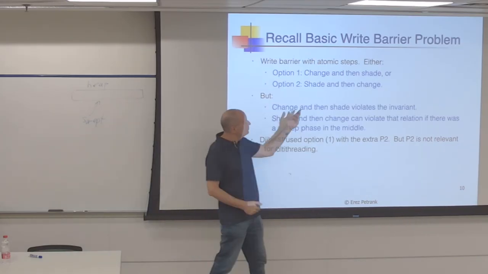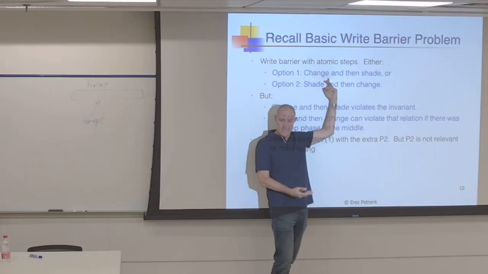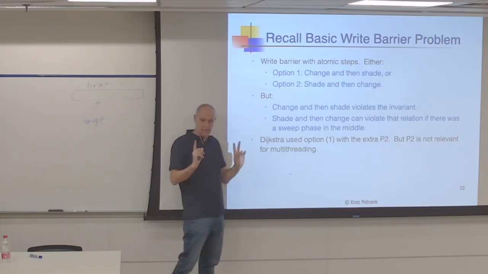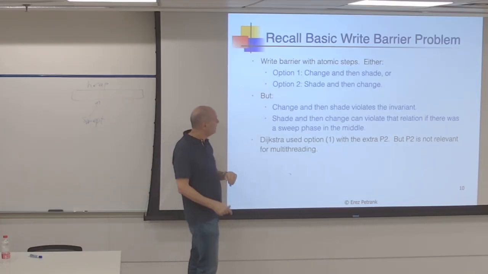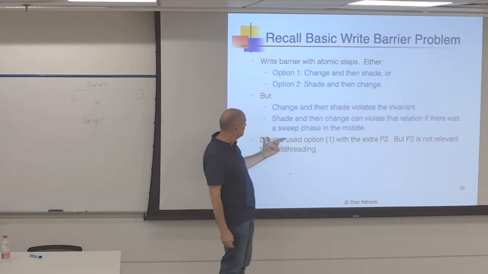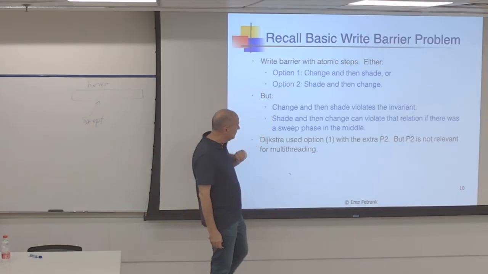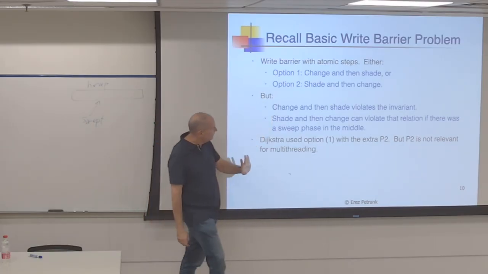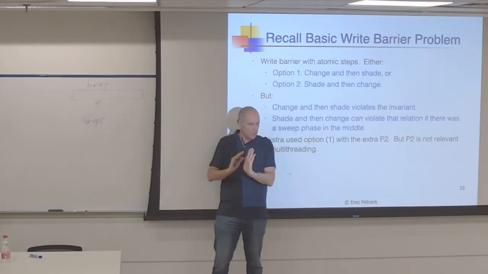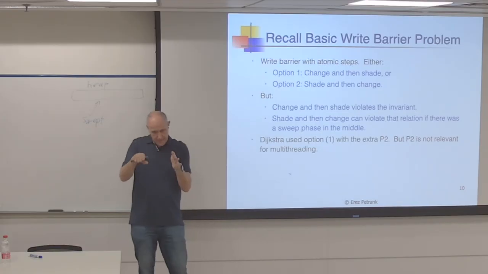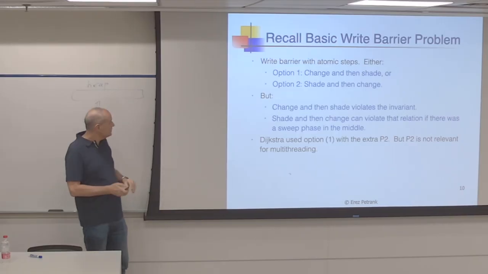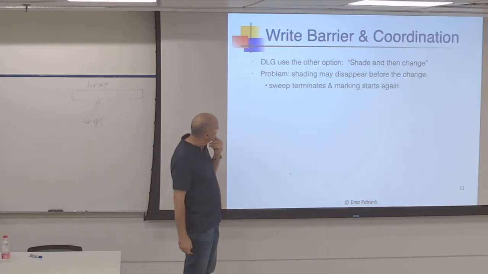And he had to do a good analysis in order to make sure that everything works well. And it only worked for a single thread. It doesn't work if you have two threads. So DLG is going to use the other option. Let's recall what the problems were. So with change and shade, we had a problem that the invariant of no black to white object did not work in between, and we had to analyze it better.